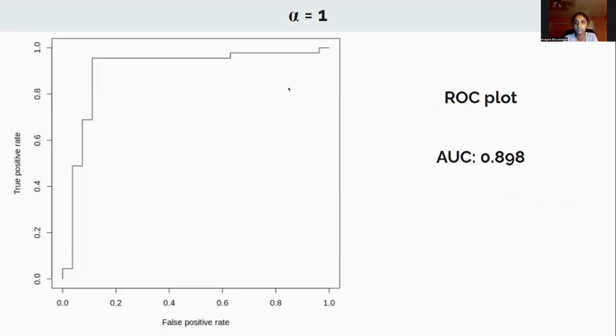And then finally, here's the ROC plot for alpha value 1. Here we got an AUC of 0.898, which is still very high, and there's a low false positive rate and a high true positive rate.